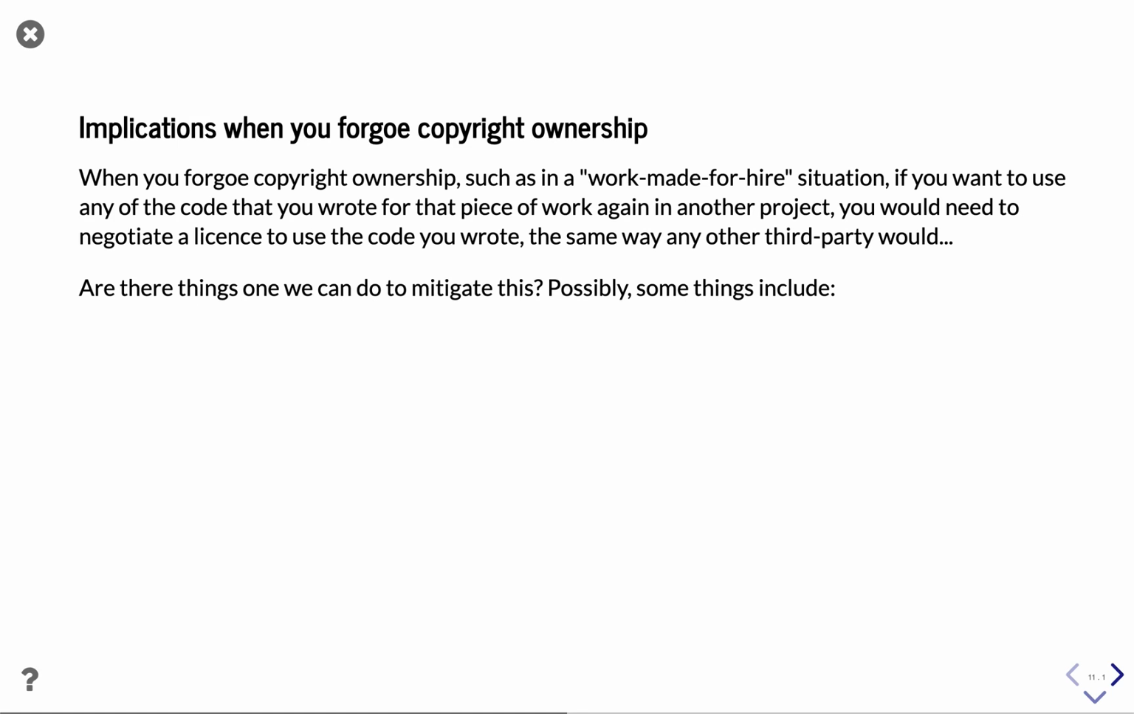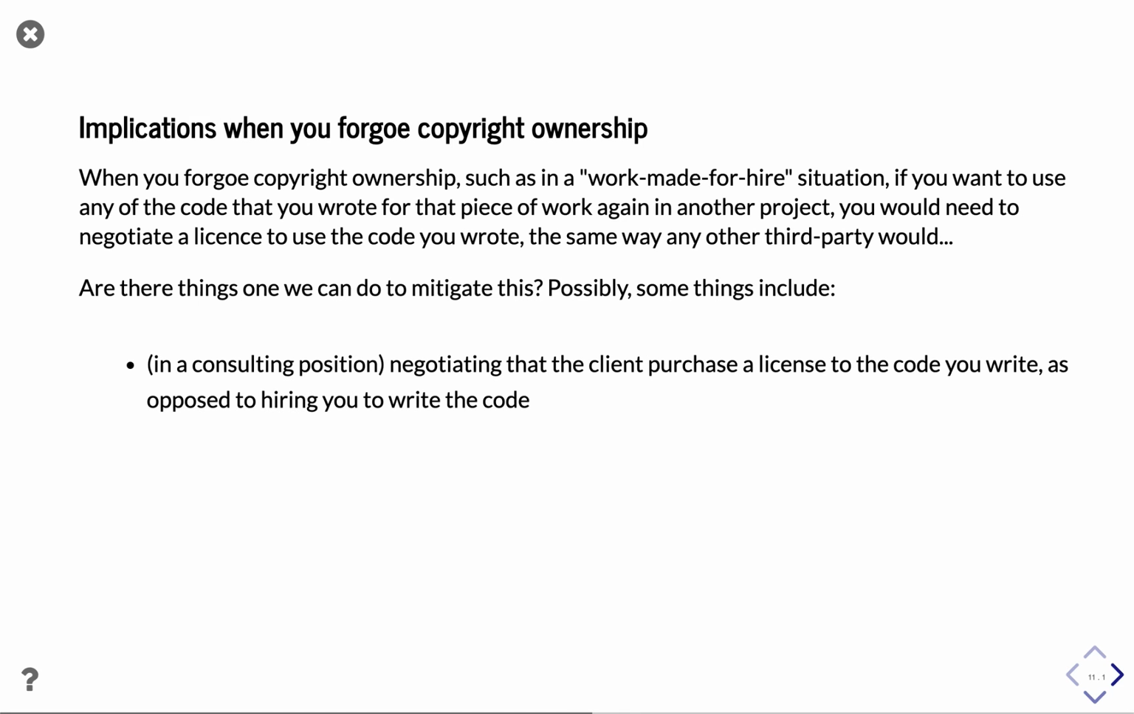Are there ways, an obvious question that comes from this, are there things that the developer or the analyst, you, for example, can do to mitigate this? And there are possibly some things you can do.